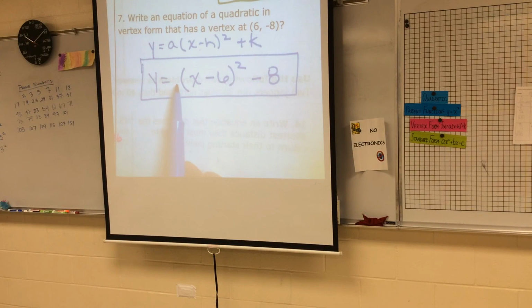Any value for a would work here. So if I put a value for a, that would work. Do y'all want to put a value for a? No? 1? Sure, I'll put a 1 just to say we have something there.